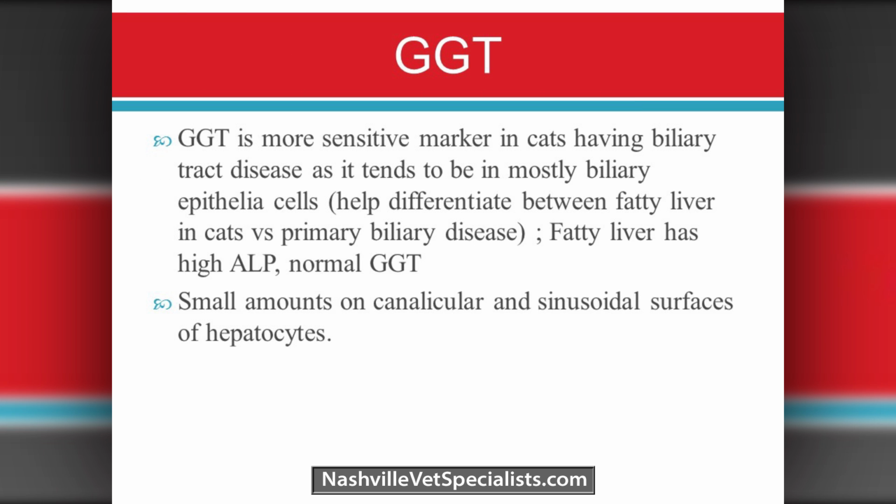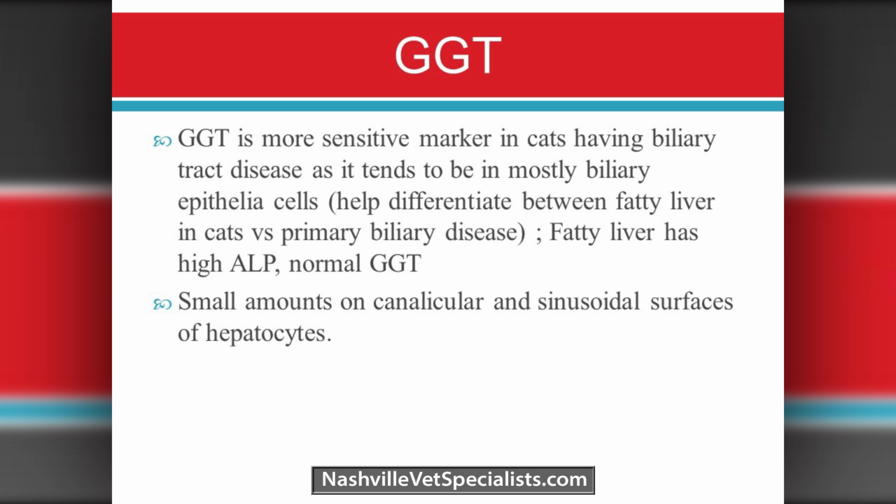GGT. GGT is a really sensitive marker in cats in particular with biliary tract disease. It's also great for dogs too. What's interesting is in cats, if you have a really primary inflammatory disease that actually involves the pancreas or the liver or the gallbladder, the GGT activity will go up, and it'll be much higher than the level of ALK-Phos.